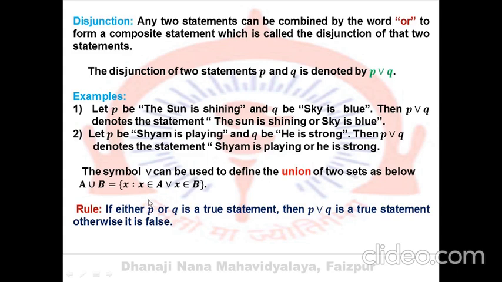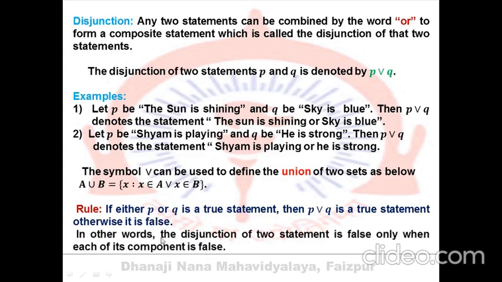So out of these P and Q, if one is true, then the disjunction of P and Q, that is P or Q, is true, otherwise it is false. So in other words, we can say the disjunction of two statements is false only when each of its components is false.